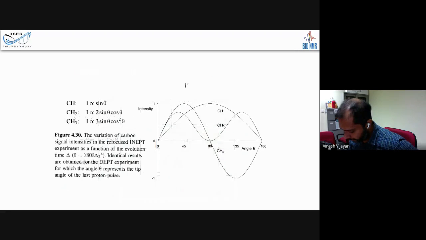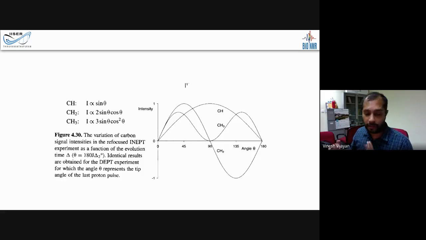And there is no cos, so you don't have to worry. Cos 90 is 0. So you see that with cos 90, in both cases, this will make the DEPT 90 for CH2 and CH3 go to 0, while sine theta will be anywhere positive. Here, CH2 is 2 sine theta cos theta. That means the cos theta above 90 will be negative. So that is why you get a negative signal. While CH3 is sine theta cos squared theta. That means you are going to add.